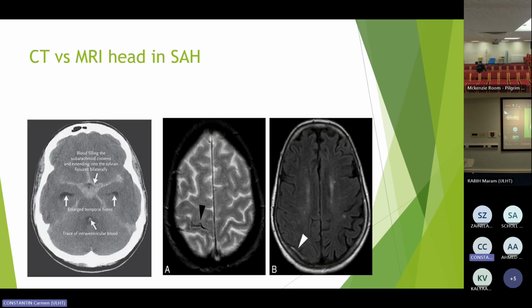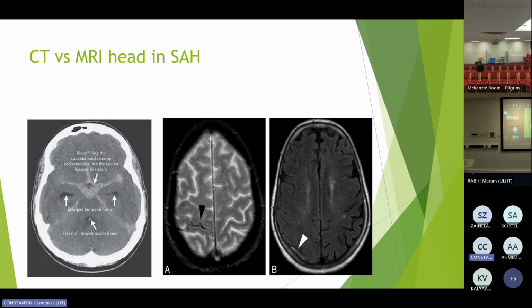So this is how, for example, subarachnoid hemorrhage looks like. On the left-hand side, we have a CT head scan, and you can see how the blood is filling in all the subarachnoid spaces, and how the lateral ventricles are suffering by having enlarged temporal horns bilaterally. And we have a trace of blood in the ventricle.